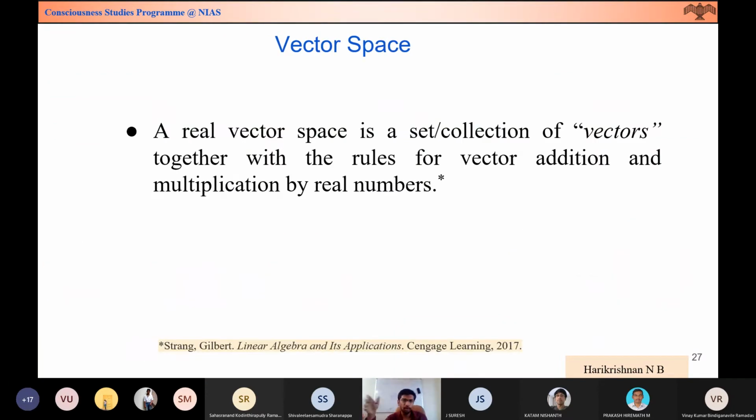Now, the formal definition: a real vector space is a set or a collection of vectors together with the rules of closed under vector addition and closed under multiplication by real numbers. This definition is from the book by Gilbert Strang. It's a very good book.